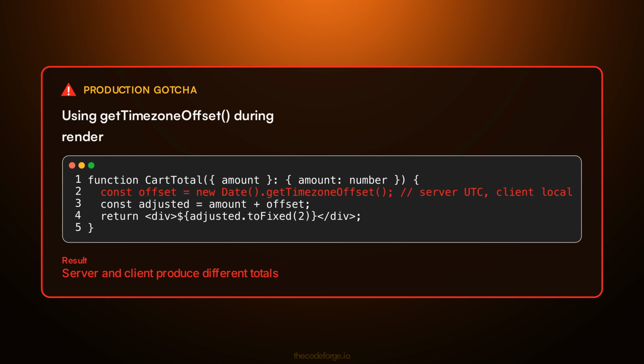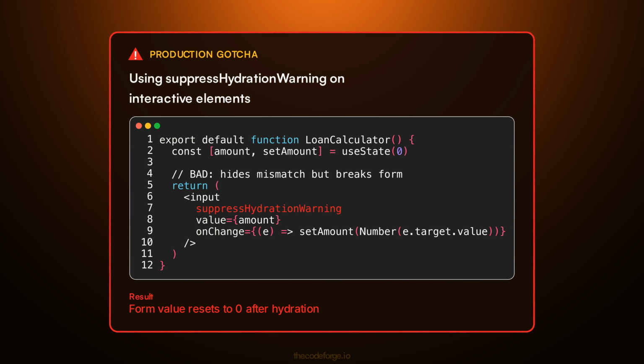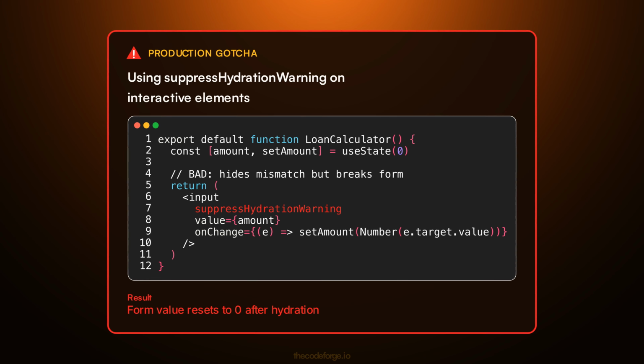getTimezoneOffset returns different values on the server, UTC, and client local time zone. The cart total differs. React 19 detects the mismatch, and the entire checkout re-renders, causing double buttons and flickering. suppressHydrationWarning only silences the console warning. It does not fix the actual mismatch. React still tears down and re-renders the suppressed node, causing a flash of changed content. If the node contains form state, the re-render can reset user input. Never use suppressHydrationWarning on interactive elements like inputs.